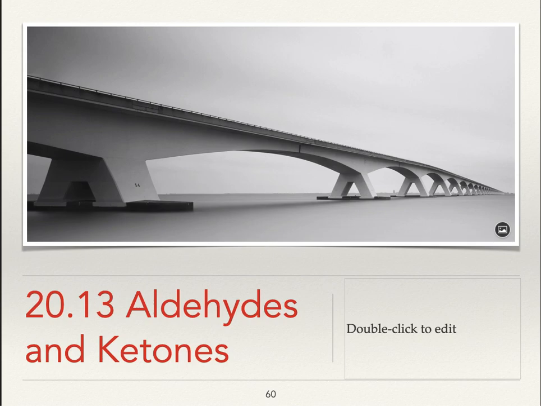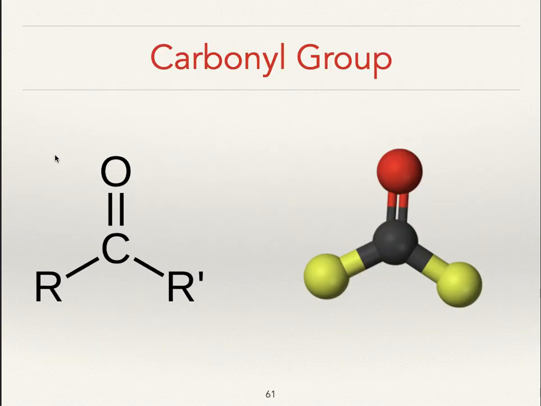Hey guys, in section 2013, we're going to learn about two different classes of molecules, called aldehydes and ketones. One thing they both have in common is this double bond between a carbon atom and an oxygen atom. This double bond is common enough in organic molecules that it's been given its own name. As you can see, it's the carbonyl group.